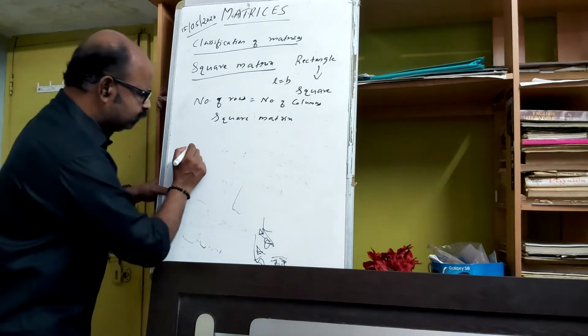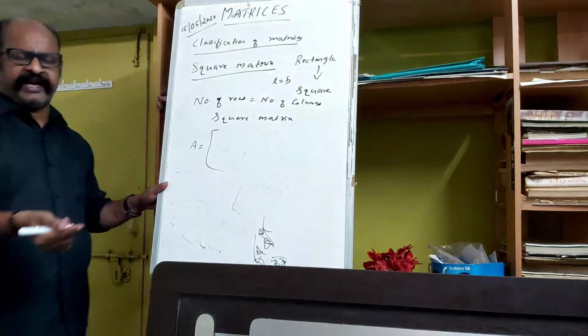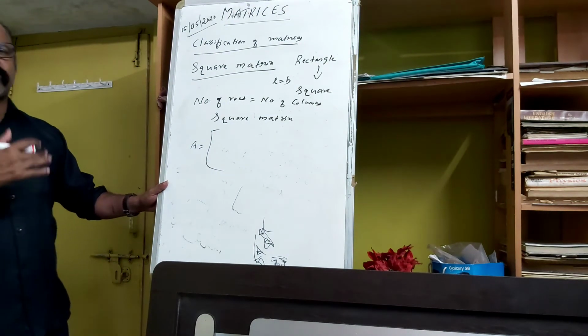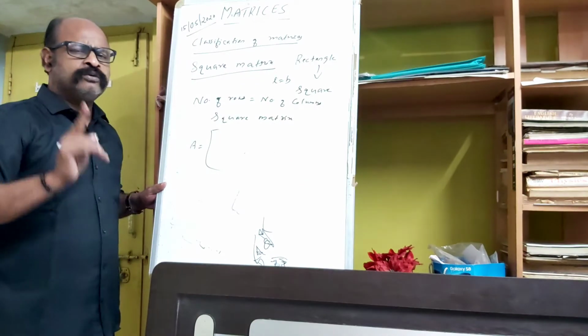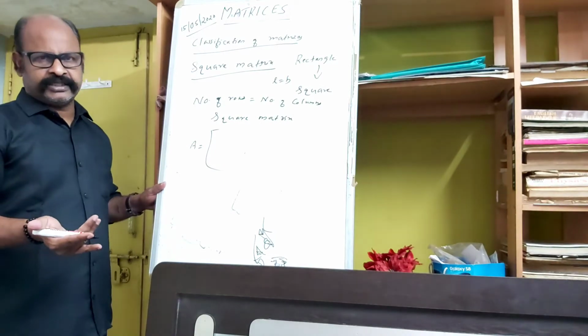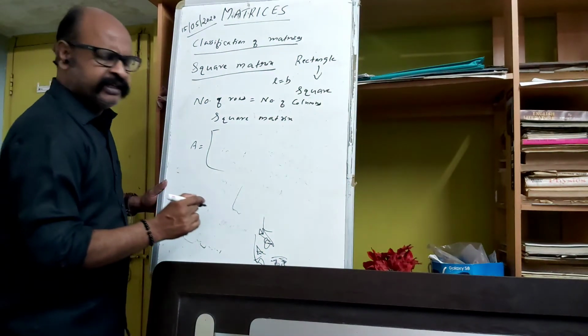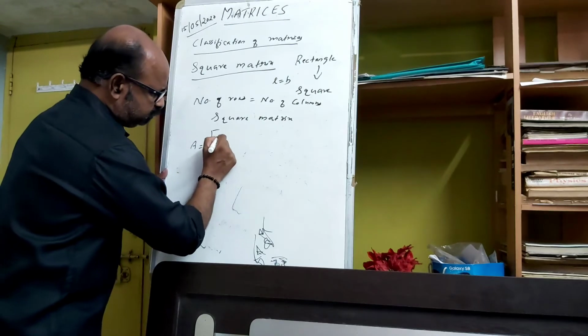We write an example. So an equal number of rows and columns. So we can decide that if there is only one row and one column, only one element, that is again a square matrix. 2 rows and 2 columns, 3 rows and 3 columns. Suppose we are writing a matrix with 3 rows.